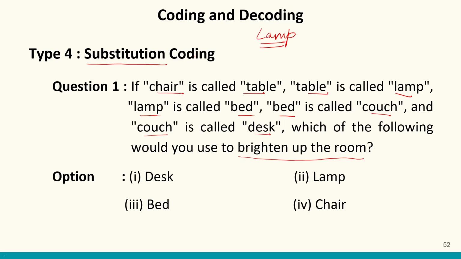But when we use substitution coding, we have to find the word that substitutes lamp. So here it is said that lamp is called bed. So bed is the word that we use to substitute for the word lamp. So our answer will be option 3, bed. We will not choose this answer. Lamp will not be my answer, because in substitution coding, we have to look at the word which is used to substitute the word lamp. And in this particular question, it is bed. So bed will be my answer, which is option number 3.